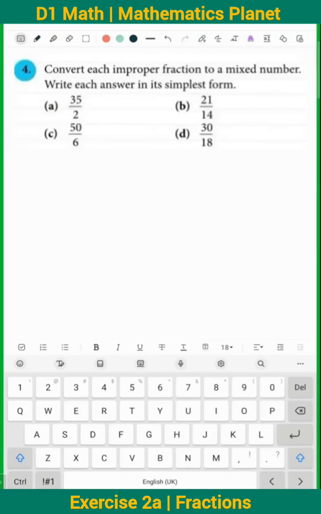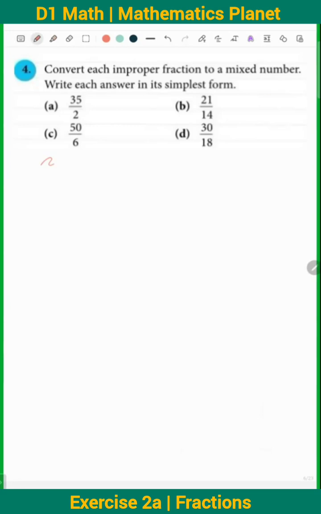Okay, let's start our discussion. So students, convert each improper fraction to a mixed number. Write each answer in its simplest form. So what is this? Hopefully, this is a very easy one, and hopefully you have done it before.